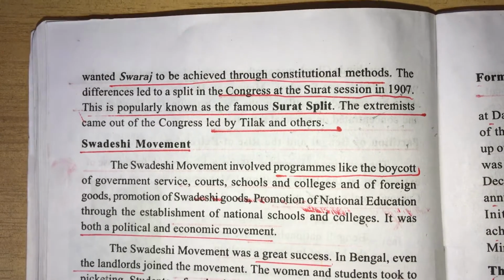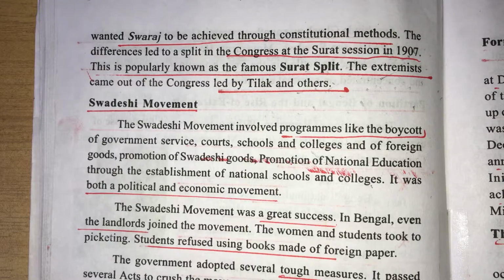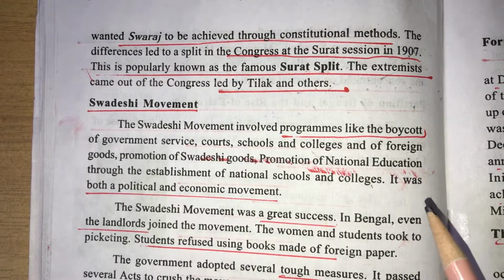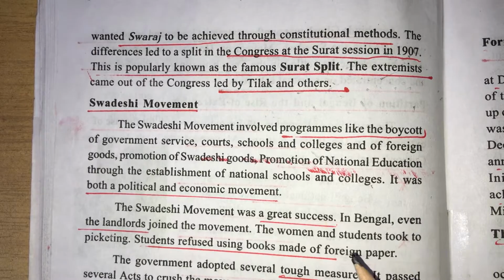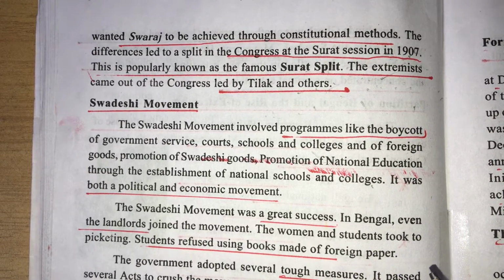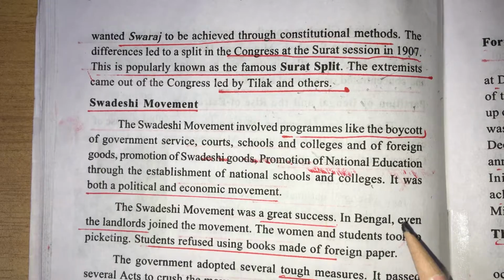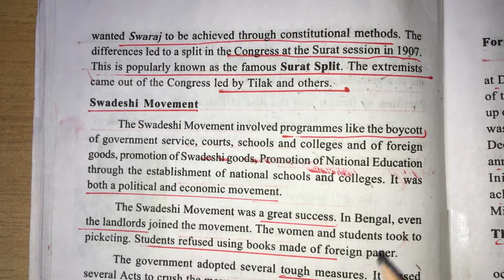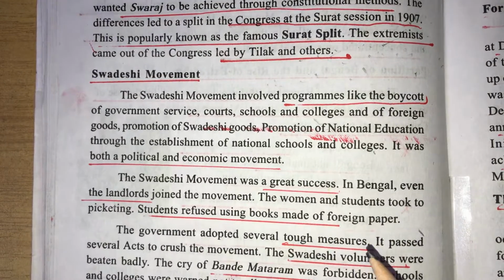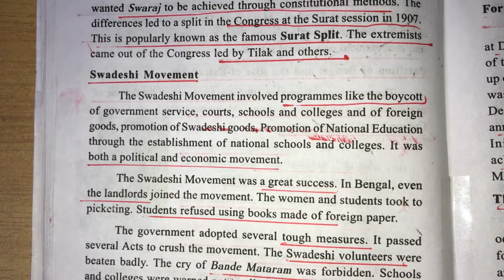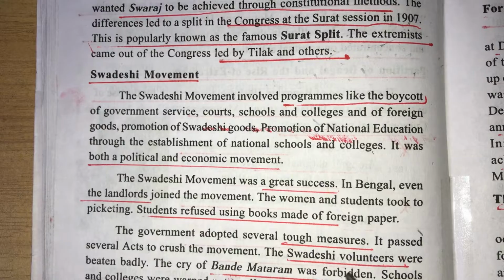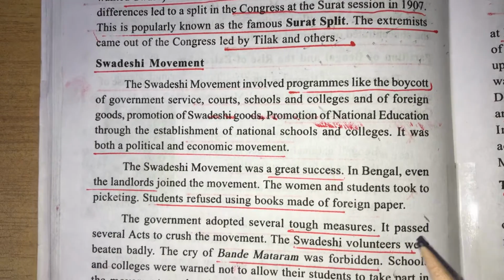Next is the Swadeshi movement. The Swadeshi movement involved a programme like boycott of government services, courts, schools, colleges and foreign goods, and promotion of Swadeshi goods. It was both a political and an economic movement. The Swadeshi movement was a great success in Bengal. The landlords joined the movement. Students refused to use books made of foreign paper.